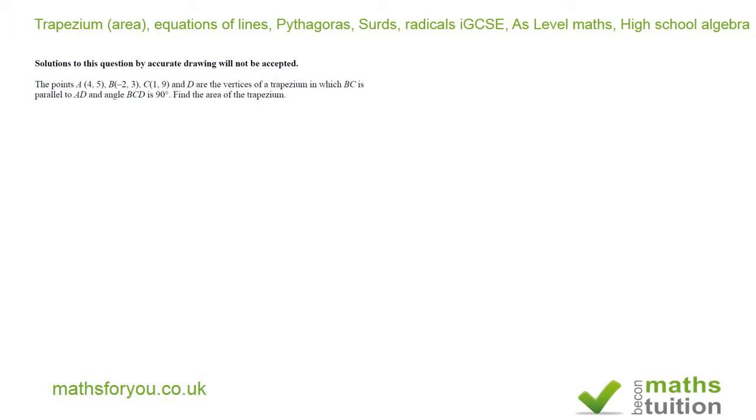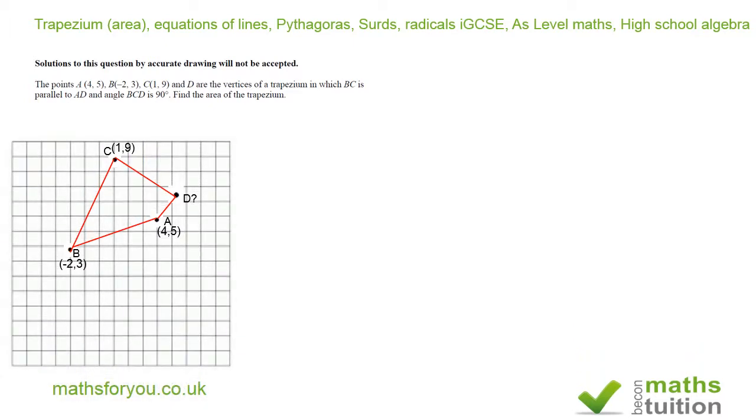It says the points A (4, 5), B (-2, 3), C (1, 9), and D are the vertices of a trapezium in which BC is parallel to AD and angle BCD is 90 degrees. It then goes on to say, find the area of the trapezium. Now, I know you're not supposed to draw this accurately. I've had a good guess of where the point should be, but I've also superimposed a grid because it helps you solve the problem yourself. If you make a mistake anywhere, you can go back to the grid and sort out your mistake.